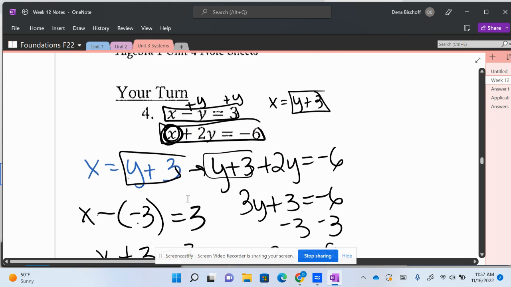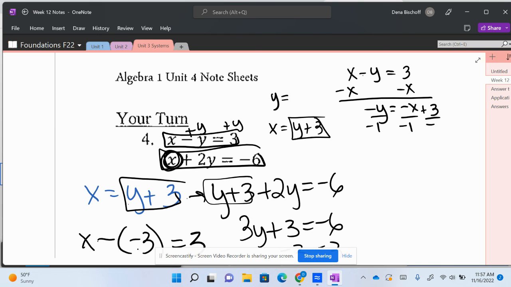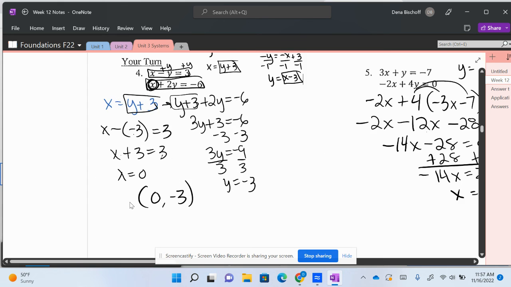Now, if you had solved for y, do you want me to show you what that looks like? I would have had to subtract x from both sides. And some of you guys dropped your negative. There's a negative in front of the y. So that means negative y equals negative x plus 3. Then I would have to divide everything by a negative. So y equals x minus 3. Once you do that, you still get x equals 0, right, Dakota? So if you solve this way, you still get x equals 0, and then you have to plug in and find y. So your solution again is 0, negative 3.